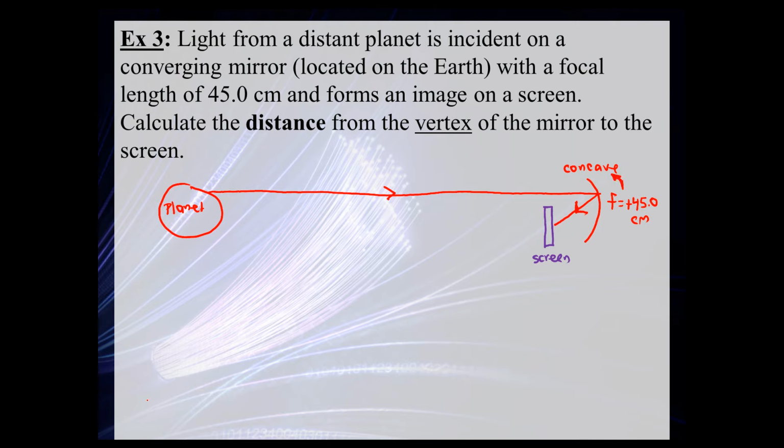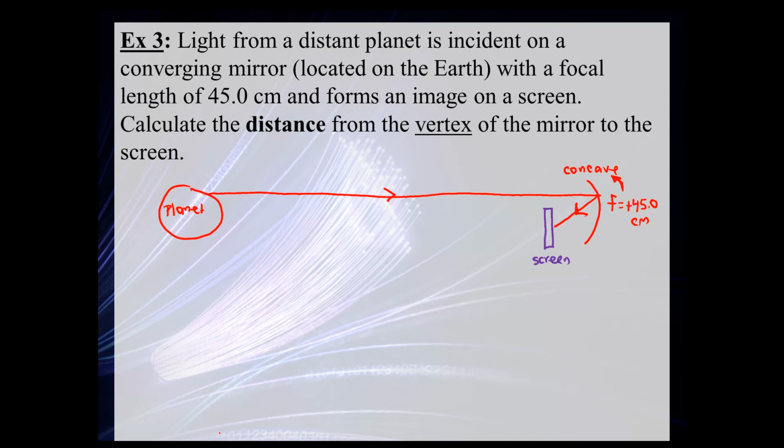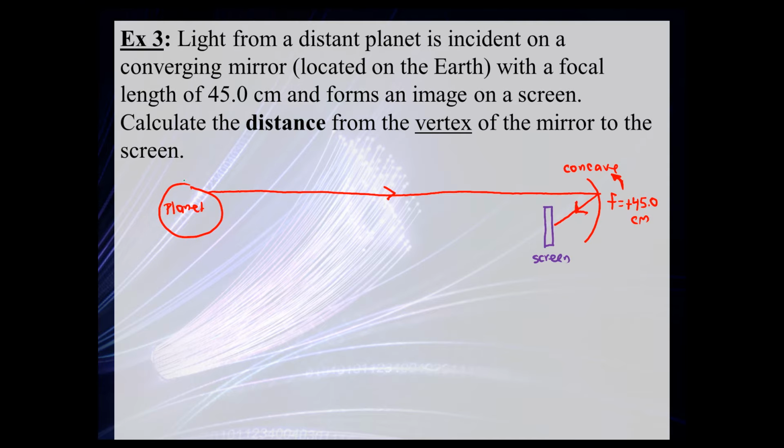Okay, now I want to identify the other variables. So let's identify di and do. And I'll do this in a different color. So let's use green. Okay, do would be, the object is the planet. So you have the distance from the planet all the way to the vertex of the mirror. We call that do. What the problem wants me to calculate is di, which is the distance from the vertex of the mirror to the screen. So that's di.